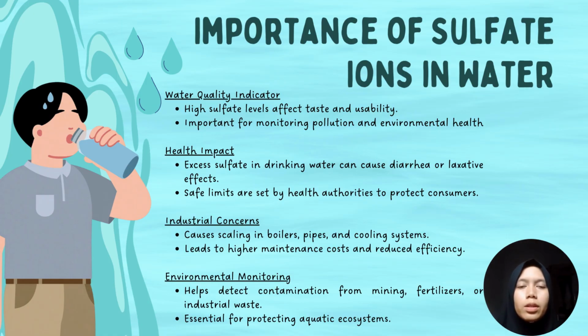Importance of sulfate ion in water. Water quality indicator. High sulfate level affects taste and stability. Important for monitoring pollution and environmental health. Health impact. Excess sulfate in drinking water can cause diarrhea and a laxative effect. Safe limits are set by health authorities to protect consumers.